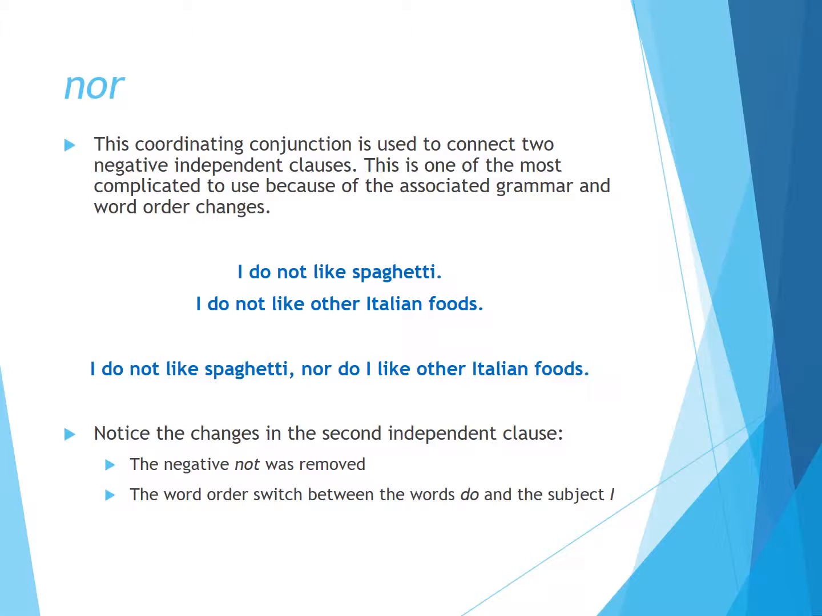Nor. This coordinating conjunction is used to connect two negative independent clauses. This is one of the most complicated to use because of the associated grammar and word order changes. I do not like spaghetti. I do not like other Italian foods. I do not like spaghetti, nor do I like other Italian foods.